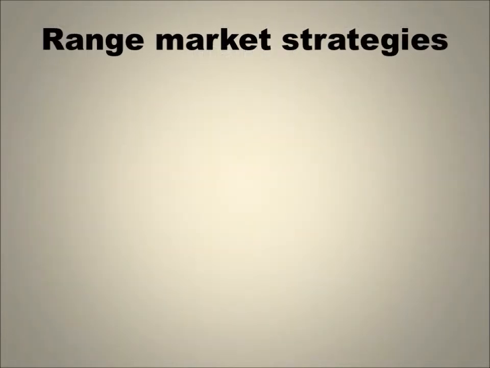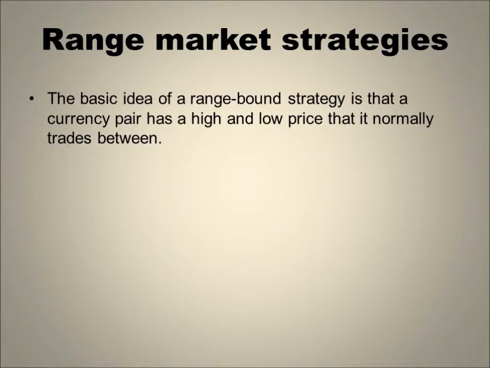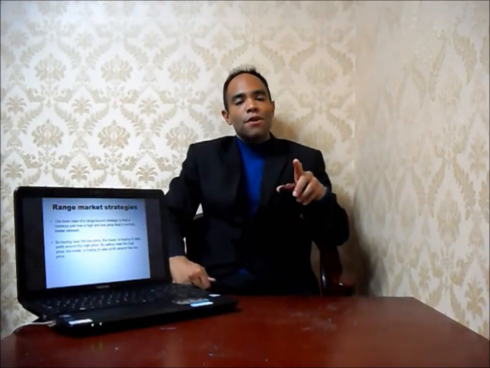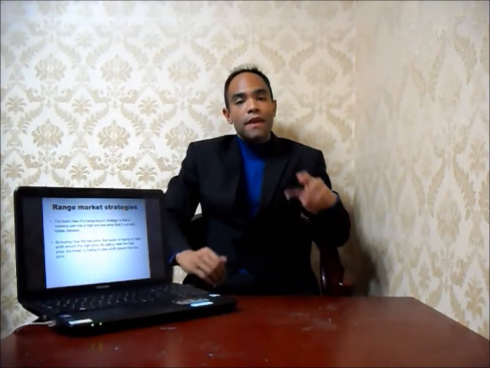Okay, so here's how we make our profits in the range market. The basic idea of range market strategy is that the currency pair has a high and low price in which it normally trades in between. And also, by buying near the low price, the trader is hoping to take profit around the high price by selling near the high price. So in a ranging market, now remember, markets range 70–80% of the time, which is okay because we have our parallel lines of support and resistance.